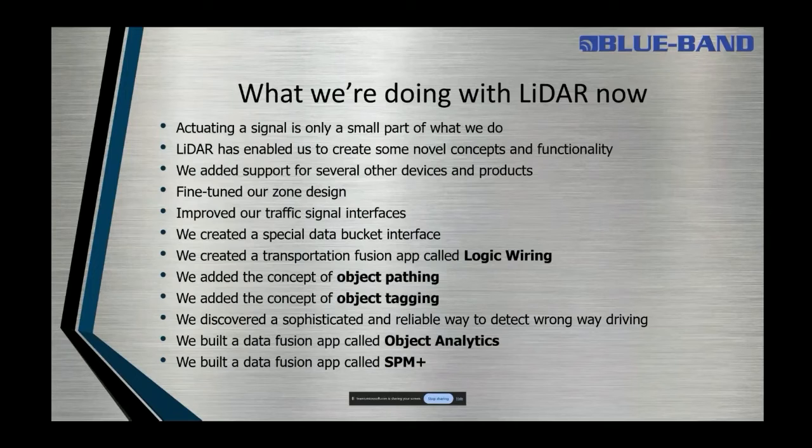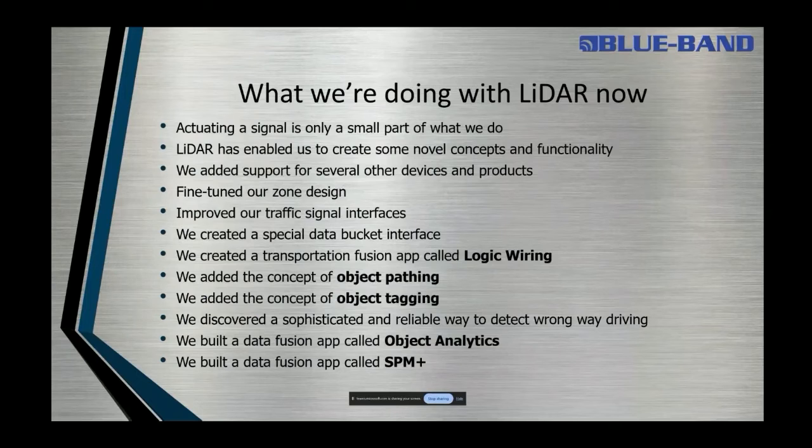As we reflected on current deployments, we created the concept of object pathing, which is a simple method for determining how travelers are moving through the perception regions. Then we took advantage of the individual tracking and created the concept of object tagging, which lets us tag individual travelers under certain conditions, then have the ability to track them as they use the roadways. Then we discovered a simplistic yet sophisticated way to detect wrong-way drivers that only LiDAR enabled.